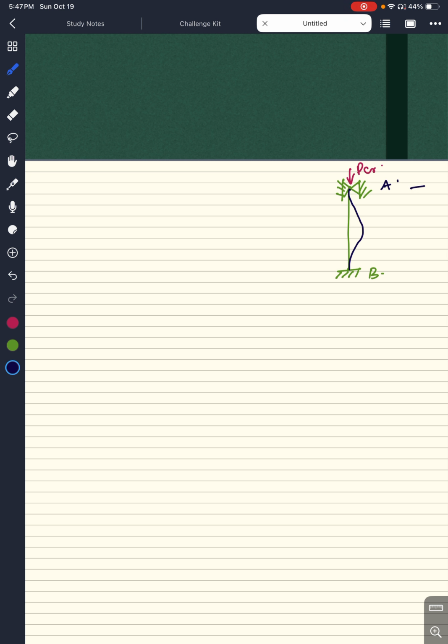Now let us consider the total length of this column as L, and at some distance x from the top end, we have a magnitude of deflection, let's say v. Now if you want to find the free body diagram while cutting a section at x, this is the initial shape, and this is the curved shape at some distance x. So this is the magnitude of v.